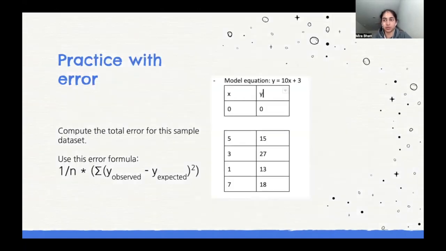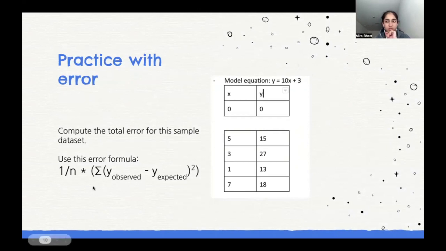Here's a little practice problem to get a little bit more familiar with calculating errors over an entire data set. So here's a few XY pairs. The data that I've given you in the table is your observed points, so your collected data. And this model equation up here, y equals 10x plus 3, is the model equation we're using as our fit line. It's like the light blue line in those previous plots.